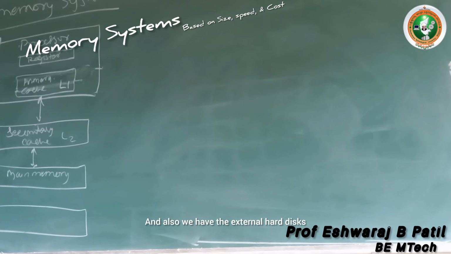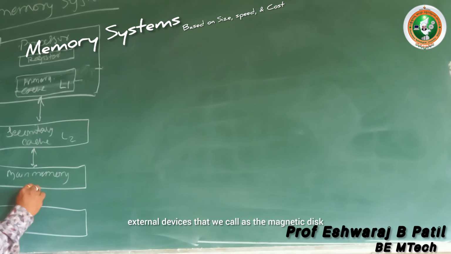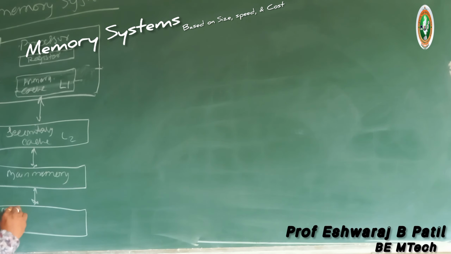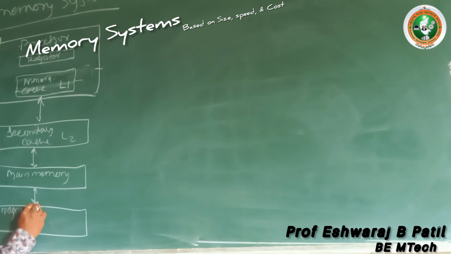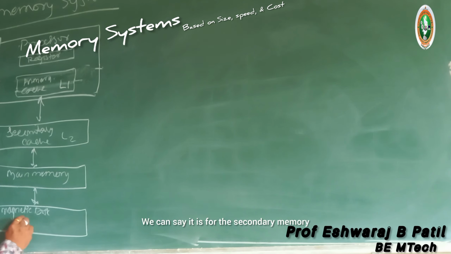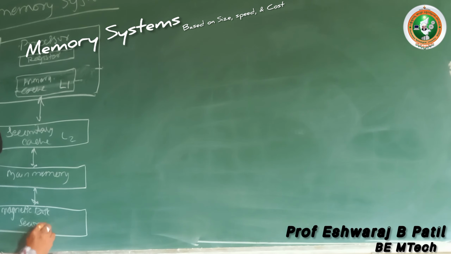And we also have the external hard disks, external devices that we call the magnetic disk. And this we can say is the secondary memory.